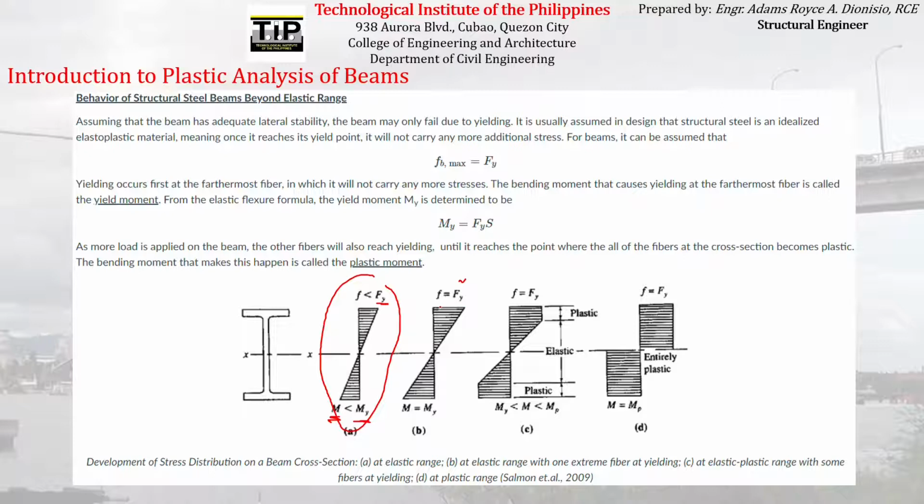Pero once na nag-equal na yung flexural stress sa yield stress, ibig sabihin lang nun, yung moment na nararamdaman ng cross-section ay equal na sa yield moment, My. Yung moment that will result to a stress equal to Fy, the yield moment. Okay? So, paano nakakarating yan from this flexural stress to this flexural stress? Mangyayari yan guys kung lalakihan mo yung bending moment.